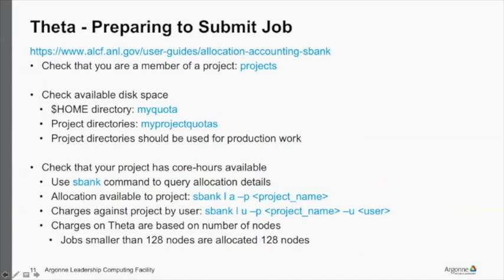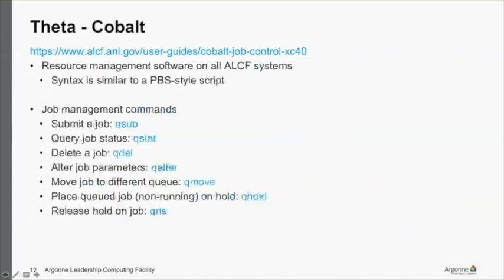If you're maybe the PI of a project and you want a detailed report for a particular user, you can add the option dash U and the user. A comment I'll make is that, in general, charges for submitted jobs are based on the node count, with the caveat that 128 nodes is currently the smallest allocable unit. So if you submit a job for 256 nodes, you'll be charged for those 256 nodes, whether or not your job actually uses them. If you submit a 16-node job to the default queue, your job will get allocated 128 nodes, and although your calculation is only running on 16, you'll still be charged for the full 128. I'll have a few words near the end on how you can make the best use of that case.